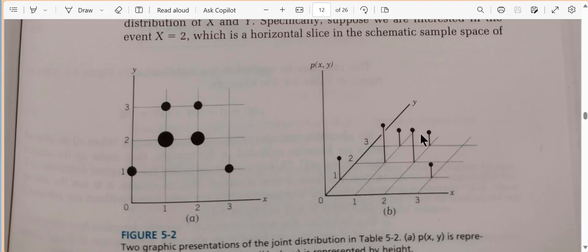So that's a picture of the joint probability distribution. And we can also do it this way. Instead of drawing the height, we can just have the size of the circle represent it. So this is the place where the height is the largest. It's 0.26, so this is the largest circle here. It's also 1, 2, 1, 2.